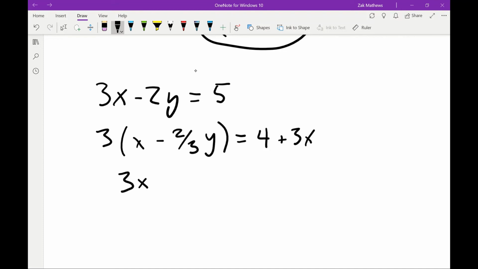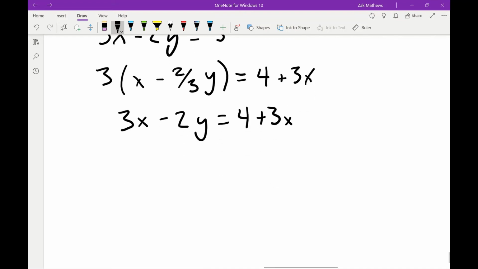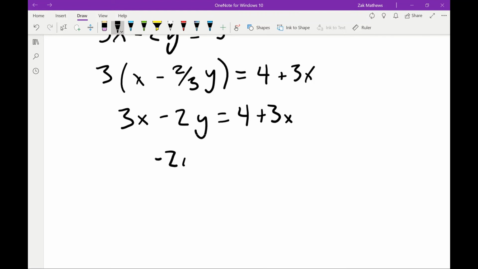So I'm going to distribute my 3 first, because obviously that needs to be the first step. And then I'm going to go ahead and get all my variables on the left hand side. So I'm going to subtract that 3x over. And by chance, when I do that, I'm left with negative 2y equals 4. So the x's happen to cancel out. That's fine. But what that's just done in my mind too is it's changed what I'm going to use. I'm not going to use elimination on this anymore. I think substitution might be easier because there's already one variable that I can solve for.